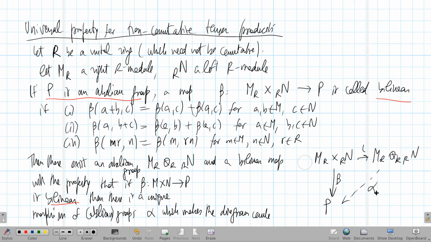So in the non-commutative case, R need not be commutative. You take a right module, a left module, and you get an abelian group. This is just an abelian group. And from a bilinear map in this sense, you get a morphism of abelian groups. So these two conditions are also stating that beta is a morphism of abelian groups on the first component and the second component. Okay, so that's a universal property.